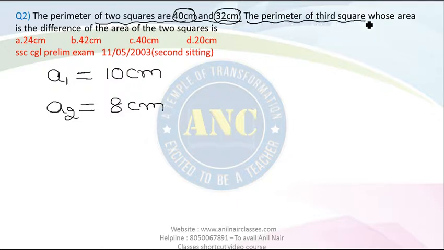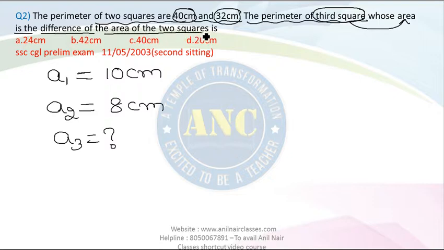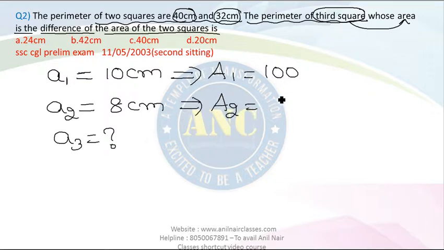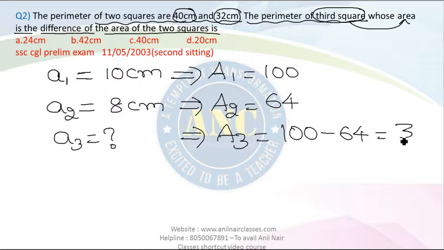I am interested in finding the value of a3, because if I know the a3 value, the perimeter of the third square is nothing but 4 times a3. I can easily get the answer. The third square has an area equal to the difference of the areas of the two squares. The area of the first square is 10 squared, 100. The area of the second square, capital A2, is 8 squared, 64. The area of the third square, capital A3, is the difference, 100 minus 64, which is 36.